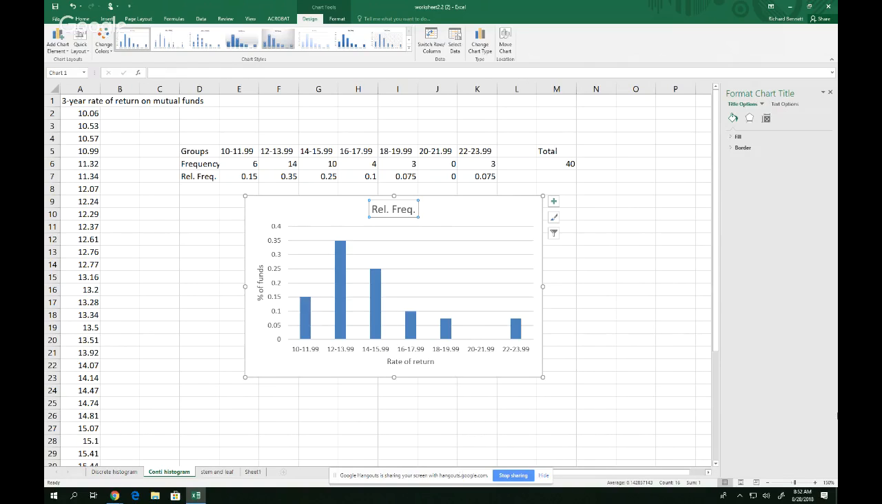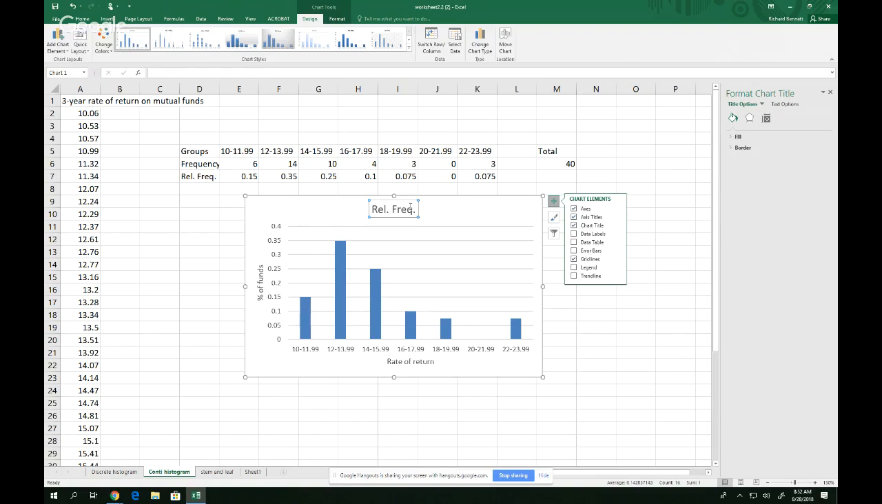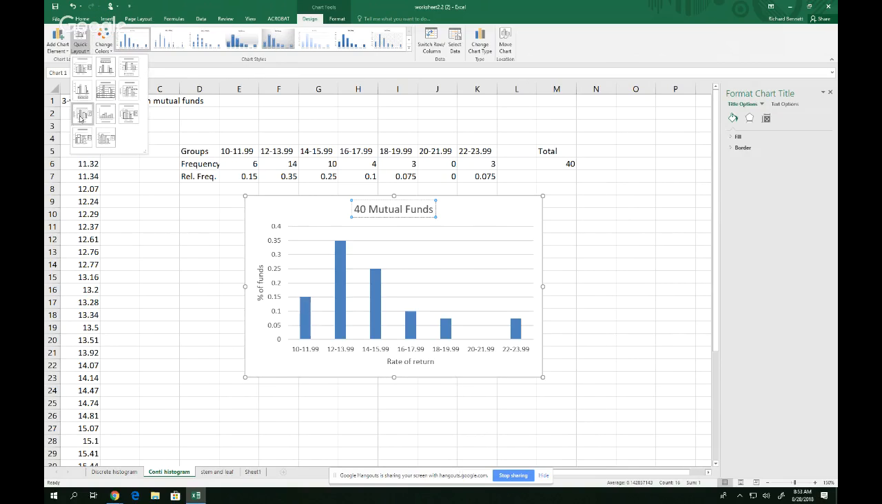How do you make the bars touch? Quick layout. Uh-oh. Chart title. You want to put the chart title in now. I took it out by accident. Okay. 40 mutual funds. Perfect. Okay, and then quick layout. Where's that? Put a little home. Oh. There you go. Grab the middle third row.